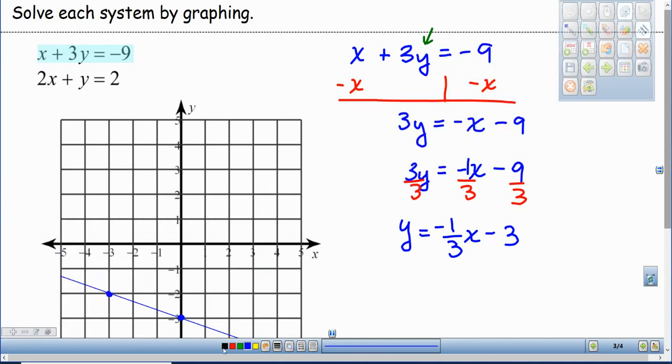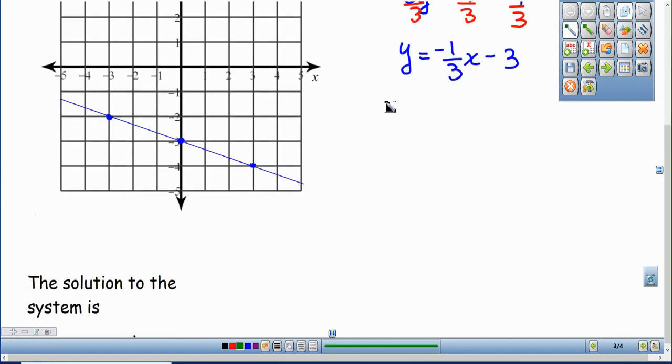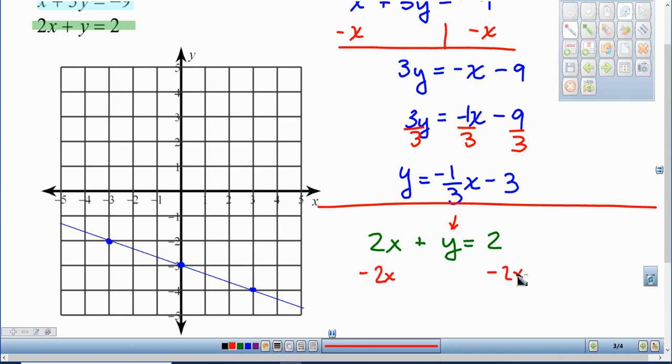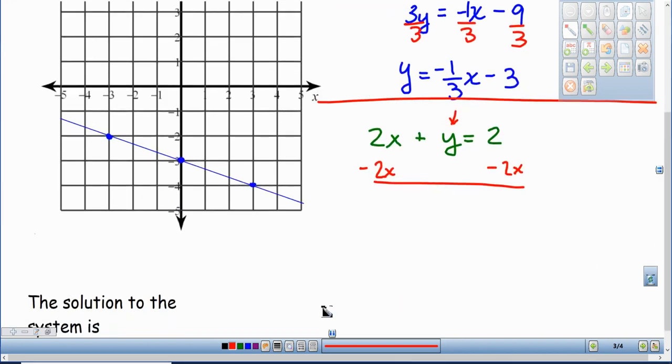We need to now find the solutions to the green equation. In order to do that, I need to take the green equation and get y by itself. And this one is a little bit easier because in order to get y by itself, all I really need to do is subtract the 2x from both sides. Once I've done that, I would get this equation. Y equals negative 2x, and that's a positive 2.